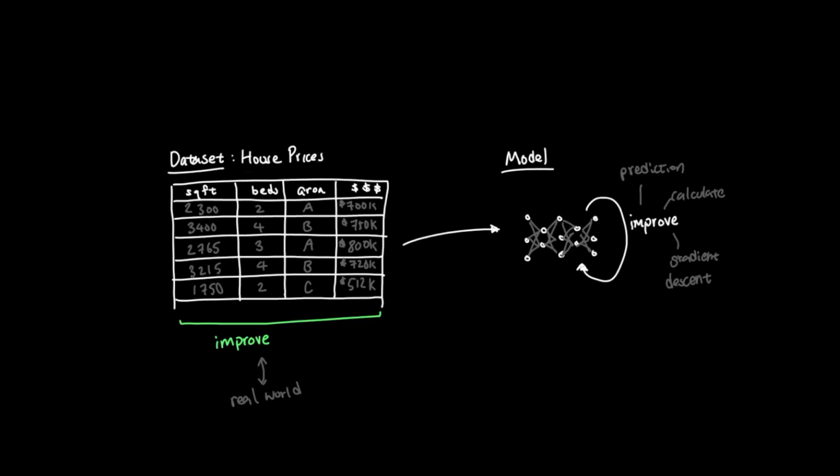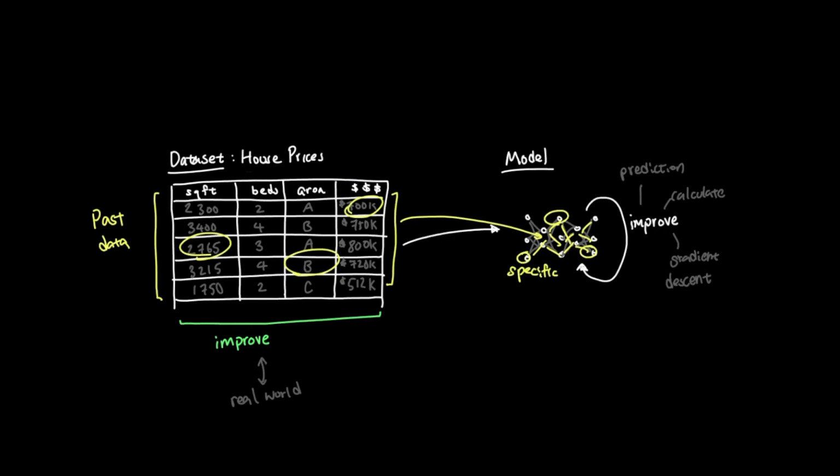In our house price example, imagine we train the model on a dataset of past home sales. If we only care about doing well on that exact dataset, the model could start learning patterns that are too specific. It might pick up random quirks in the training data instead of learning patterns that apply to houses more generally. This is called overfitting.